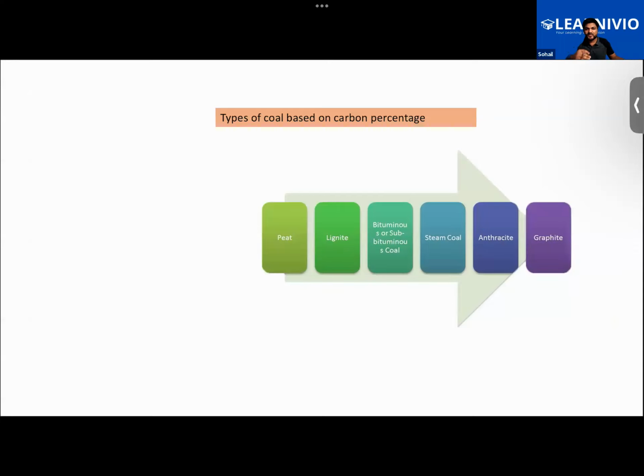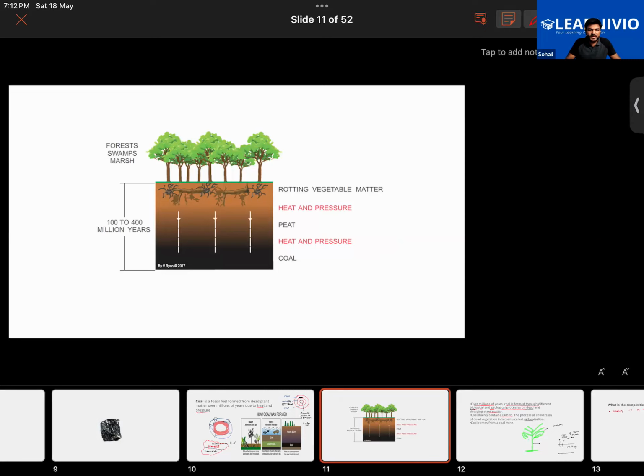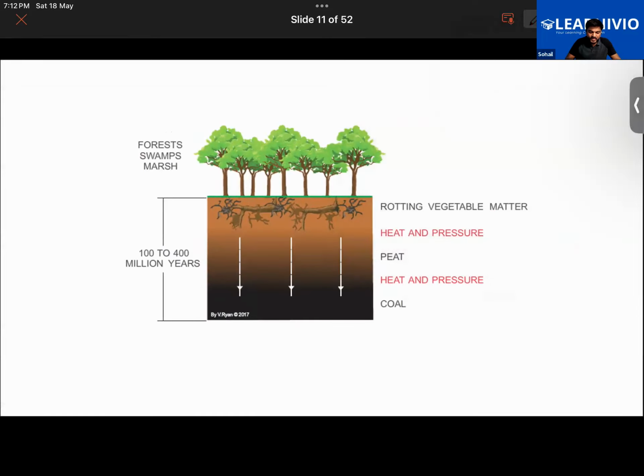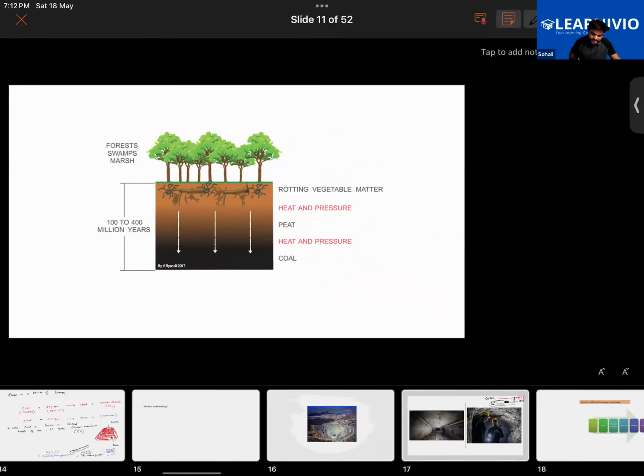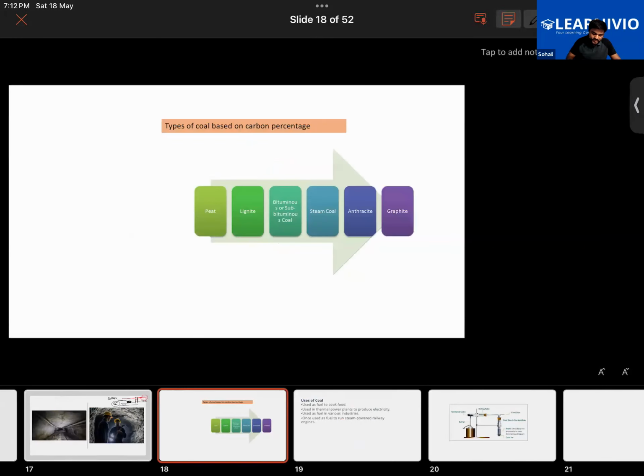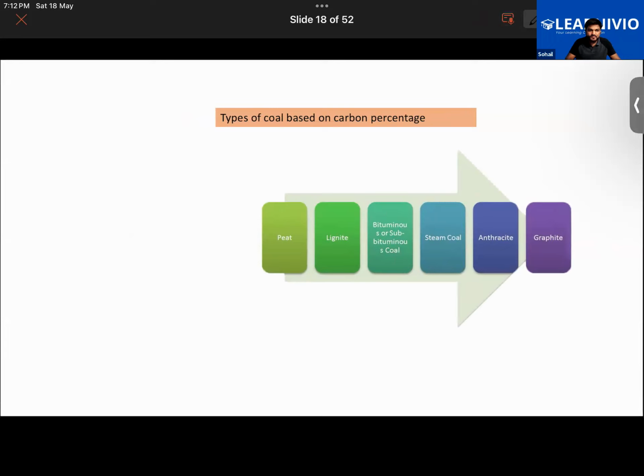what do you observe in this? You can observe that peat is found in the upper layers. As you go down to the deeper layers, you will have better quality coals. So there are different types of coal.